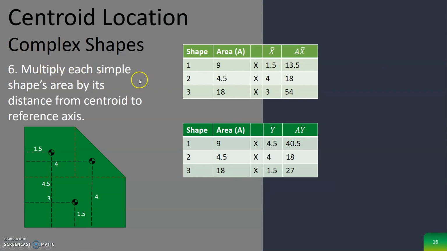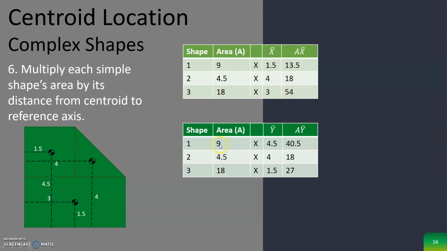You're going to multiply each of the simple shapes' areas by its distance from that centroid. Now we're going to have to do it for x and y. So we take the area of our small square times 1.5 equals 13.5. Take our distance from the triangle, or sorry, and then we keep going through every single one of these. So you multiply the areas times their locations, and then we multiply them out.